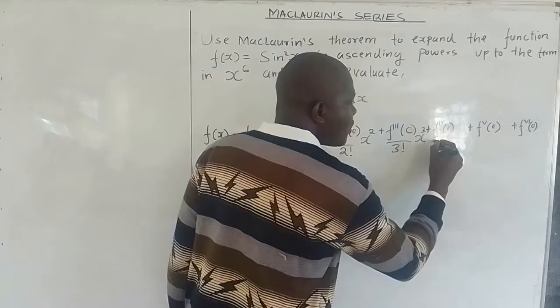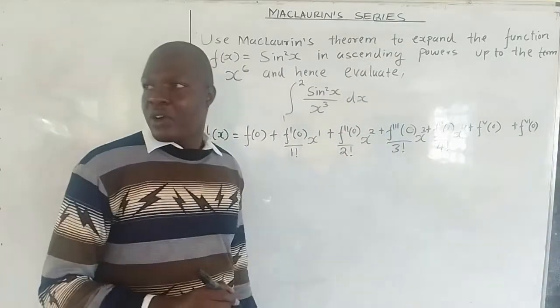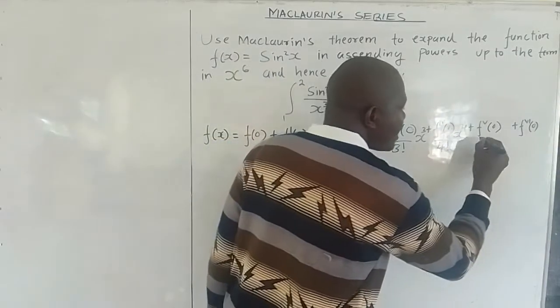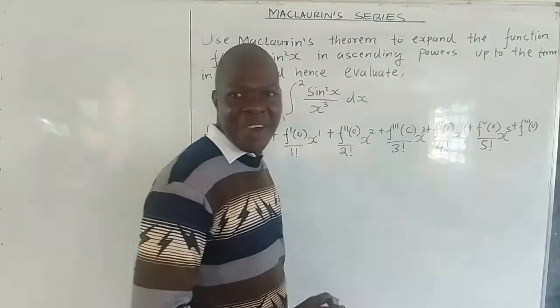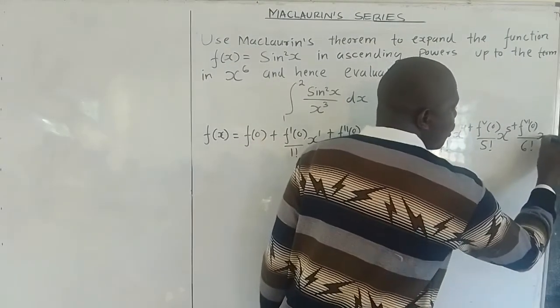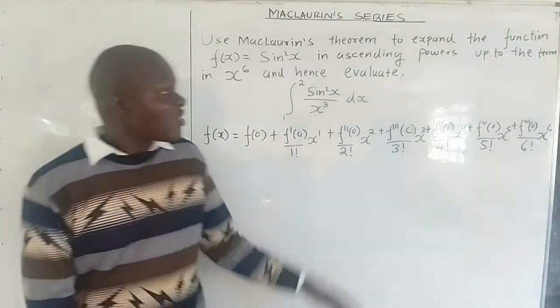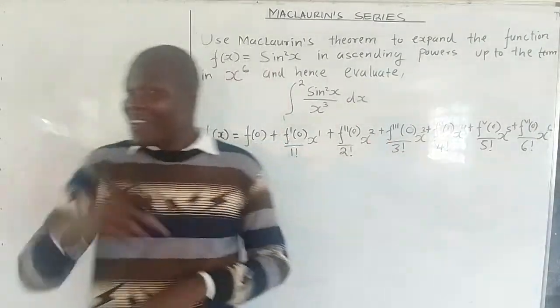Fourth derivative, it is over 4 factorial, then your x is raised to power 4, isn't it? Fifth derivative, it is over 5 factorial, then your x is raised to power 5, isn't it? Sixth derivative, it is over 6 factorial, then your x is raised to power 6, because we were told to reach the term in x to power 6. That's why we've gone up to the sixth derivative, isn't it?